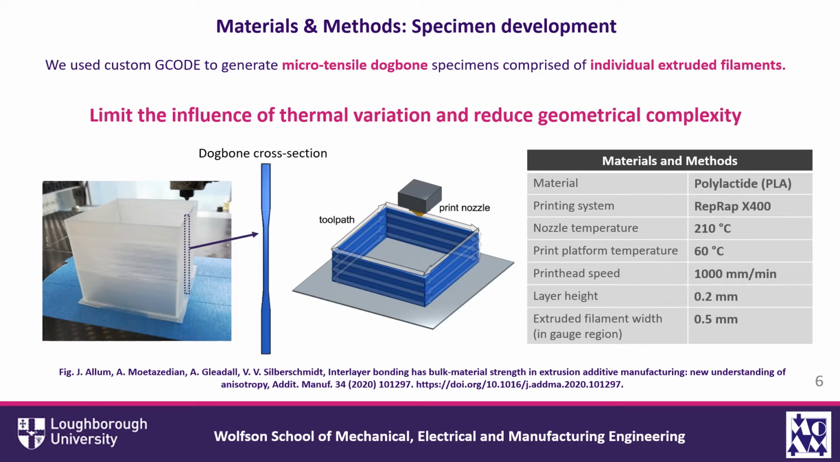We set about reducing these by developing a new micro-tensile dog bone specimen, which was comprised only of individual extruded filaments. This enables us to control the deposition sequence. As shown in the image in the center here, the sequence is symmetrical, and we're able to control the volume of deposition in order to achieve a cross-sectional dog bone geometry. The present study utilizes PLA polymer. The other manufacturing specifications can be seen in the table on the right-hand side.